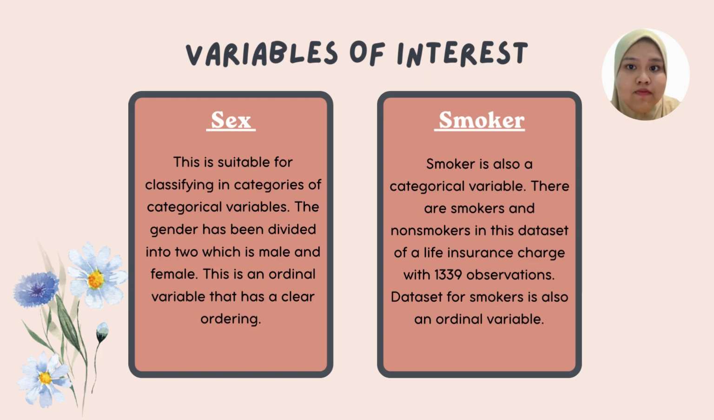Gender is suitable for classifying in categories of categorical variable. The gender has been divided into two, which is male and female. This is an ordinal variable that has a clear ordering, while smoker is also a categorical variable. There are smoker and non-smoker in this dataset of life insurance charges with 1339 observations. Smoker is also an ordinal variable.